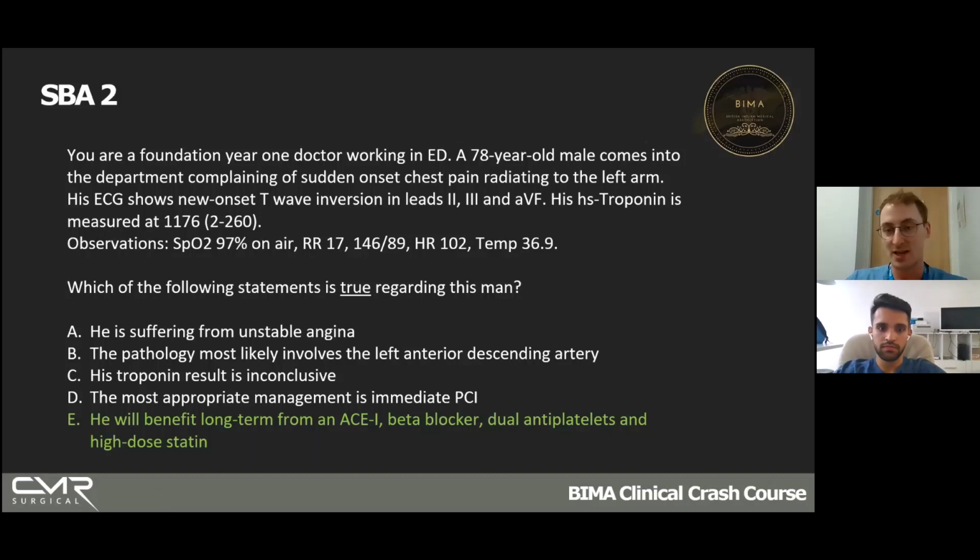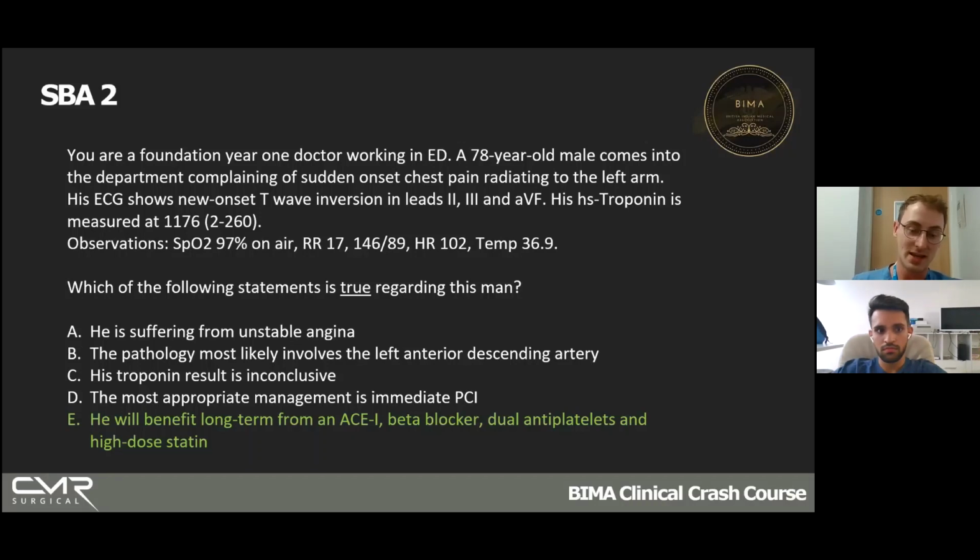I don't think anyone voted C. His troponin is sky high, and we'll talk about how to differentiate between different troponin results a bit later, so well done. A few people voted D. So he does need PCI at some point, but not immediately. So in an N-STEMI, you can wait a little bit longer. In a STEMI, you need to do PCI ASAP because it's quite dangerous. But an N-STEMI is less fatal in the meantime, so you can afford to wait a little bit, basically.